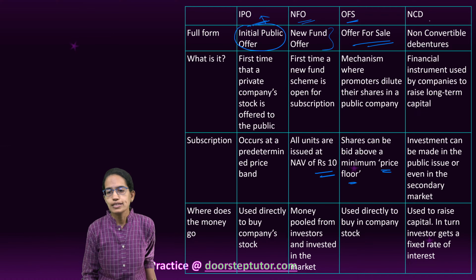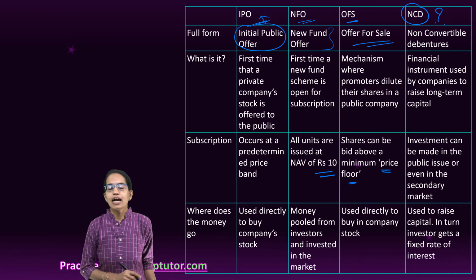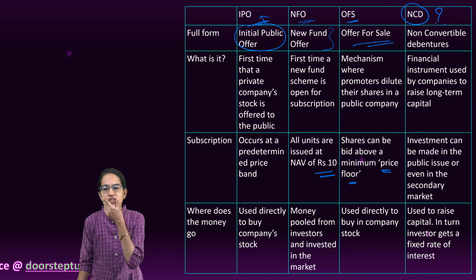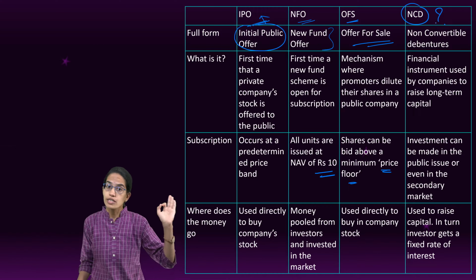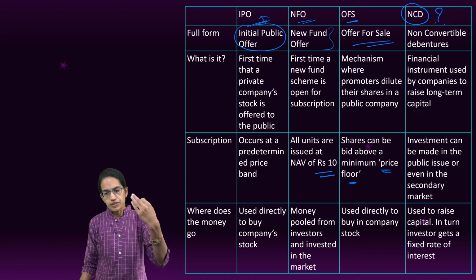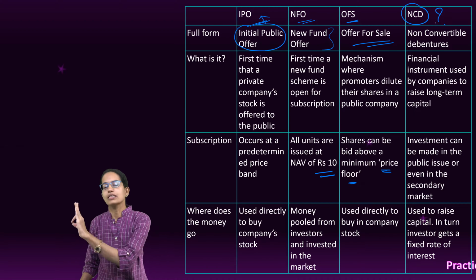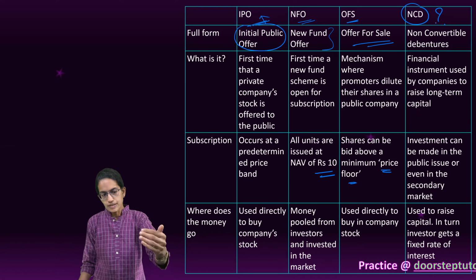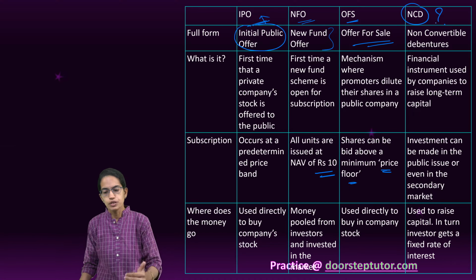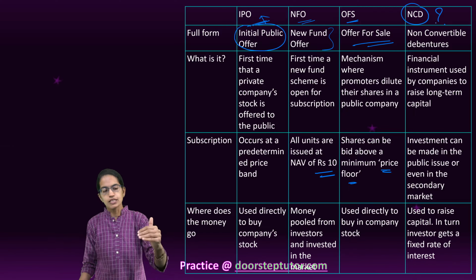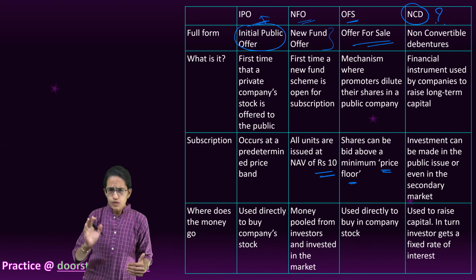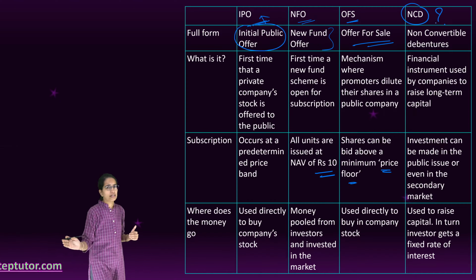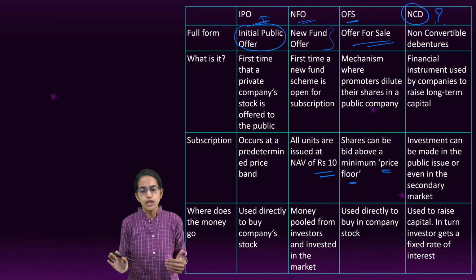The next one is extremely important. These are NCDs, non-convertible debentures. The idea is to raise funds for long-term capital. Here, the investments could be made in the public or in the secondary market, and the money that comes in would be used to raise the capital. Investors would get a fixed rate of interest against that. So a fixed assured interest would be offered to the investors.